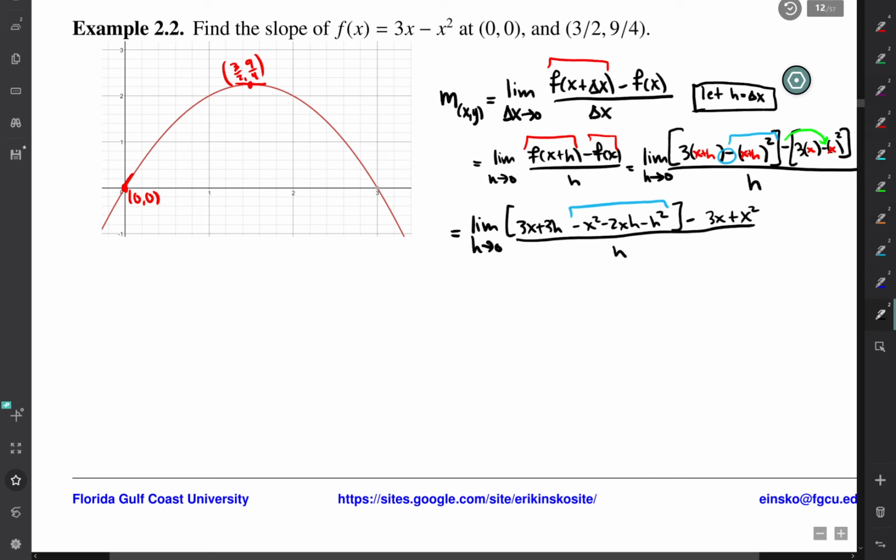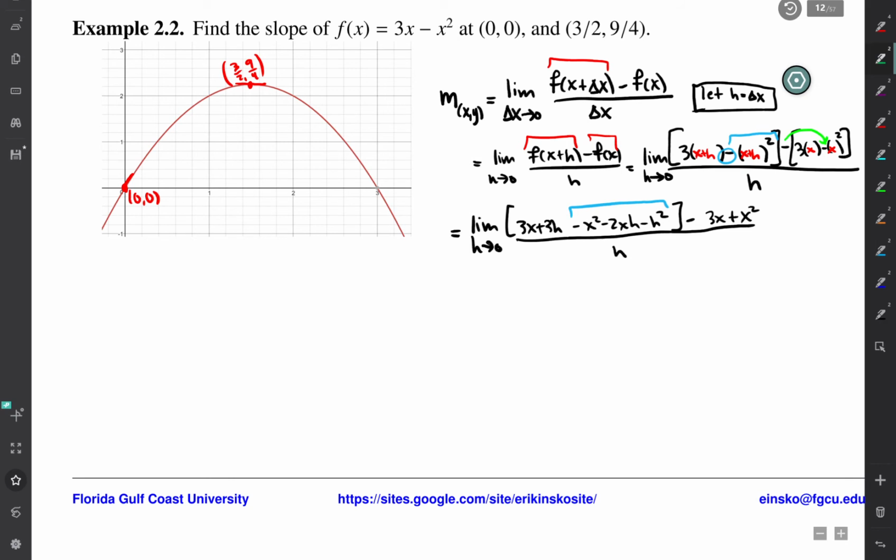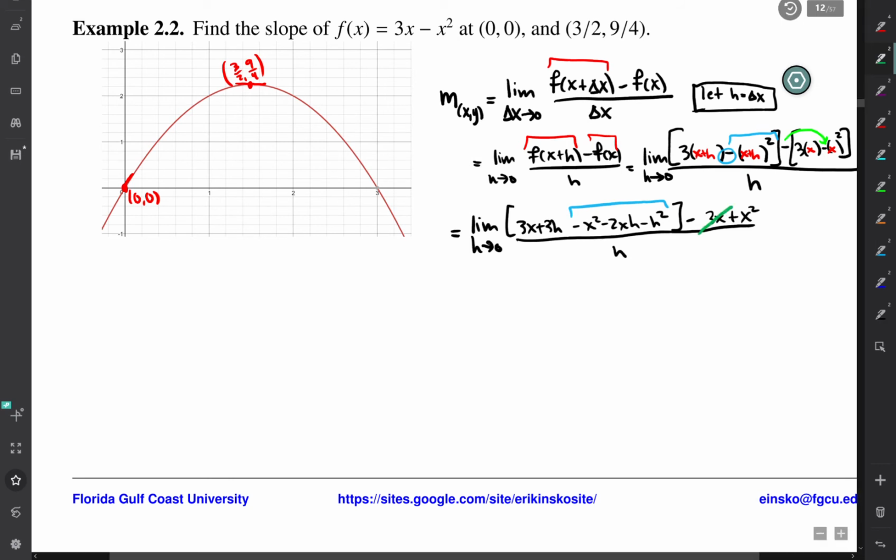And now the beauty of the limit definition of the derivative is that anything that doesn't have an h attached to it cancels. You have the 3x and the negative 3x cancel, and then the x squared and the negative x squared cancel, and what I'm left with is the limit as h goes to 0 of 3h minus 2x times h minus h squared all over h.